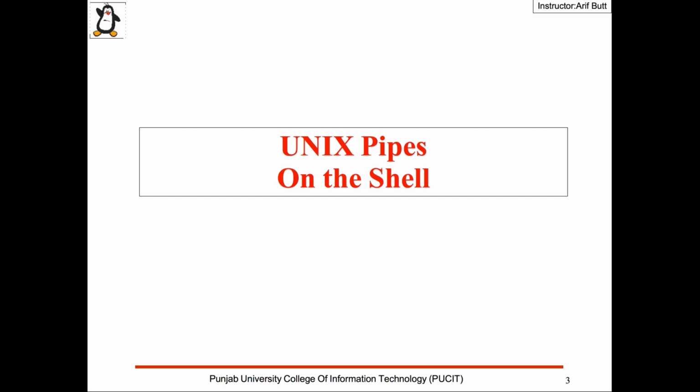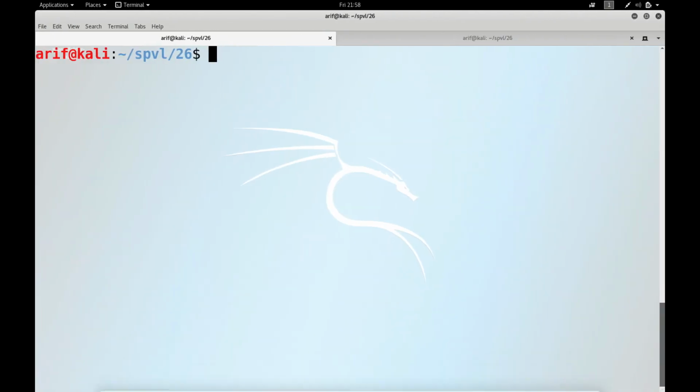Dear students, we all know that a pipe is an inter-process communication tool that is used to communicate between two related processes executing on the same machine. We have seen its usage on the shell, and let me move on to the Linux terminal first to have a quick recap.